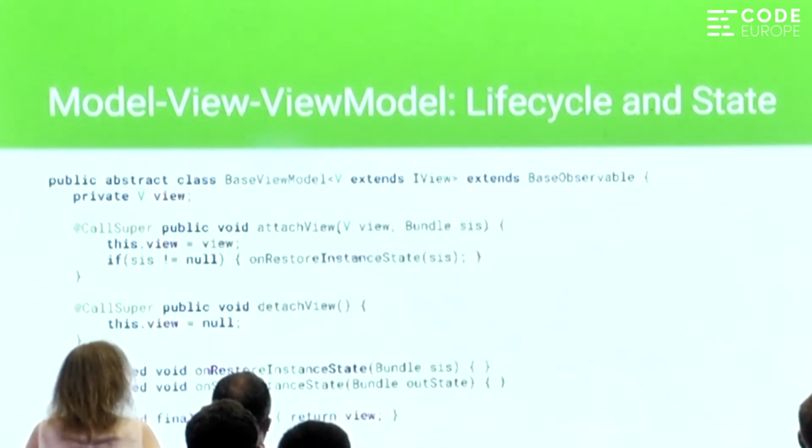For saving the instance state, we can create a separate callback, which is then called in the activity onSaveInstanceState. So again, this is not that much of a problem, and the whole base class is pretty short. But it handles everything for you, and you have a base for all your view models.